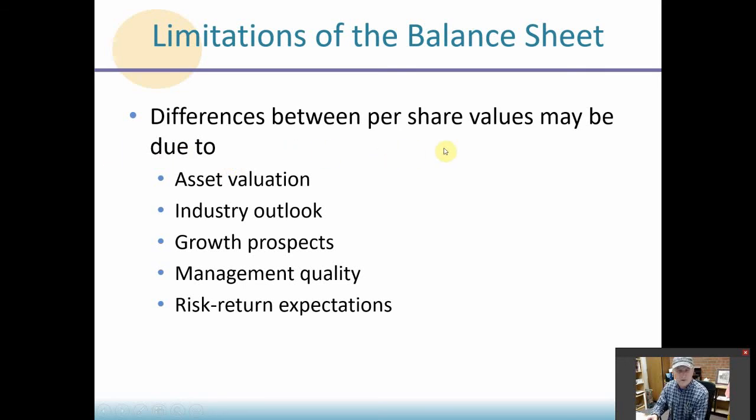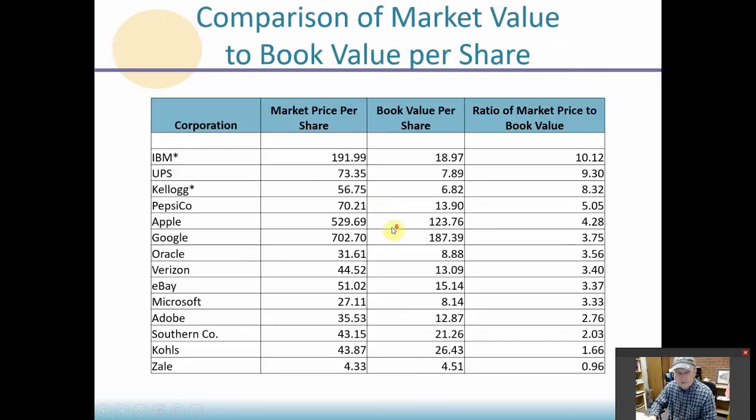Difference between share values may be due to, right? Again, these are some limitations: the balance sheet, asset valuation. When we talk about real estate, or even plant and equipment that we've depreciated, that may actually have grown in value. The industry outlook or that individual company's outlook is what makes a huge difference in terms of their earning capacity, growth prospects, et cetera.